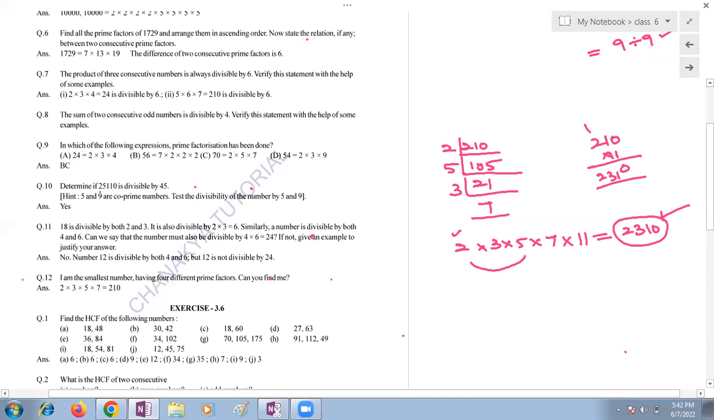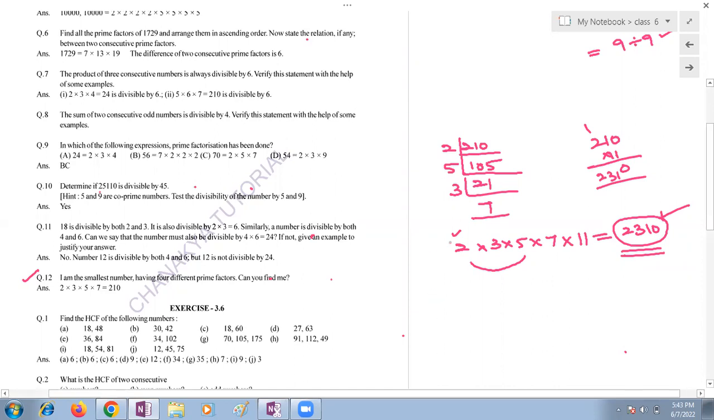This question can be extended. I am the smallest number having 5 different prime factors. Can you find me? That means what is the number? Ma'am, we need to multiply by 11 also, in the last. Yeah, that's all. If they ask, I'm the smallest number having 4 different prime factors, so we have to take the first four smallest prime factors, and whatever product comes.